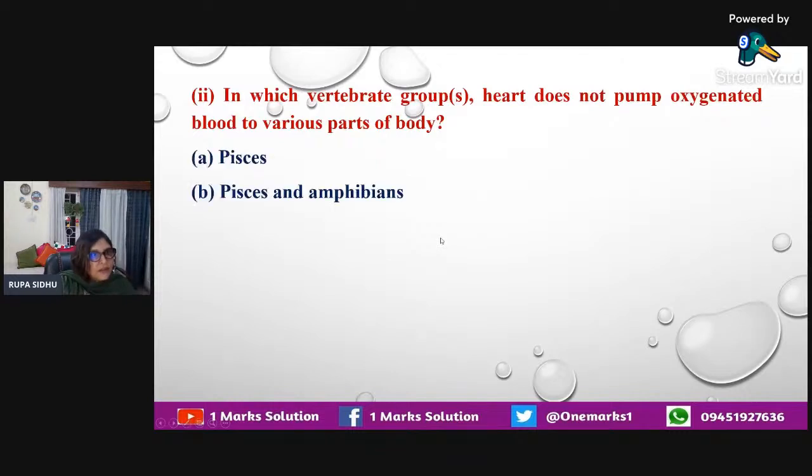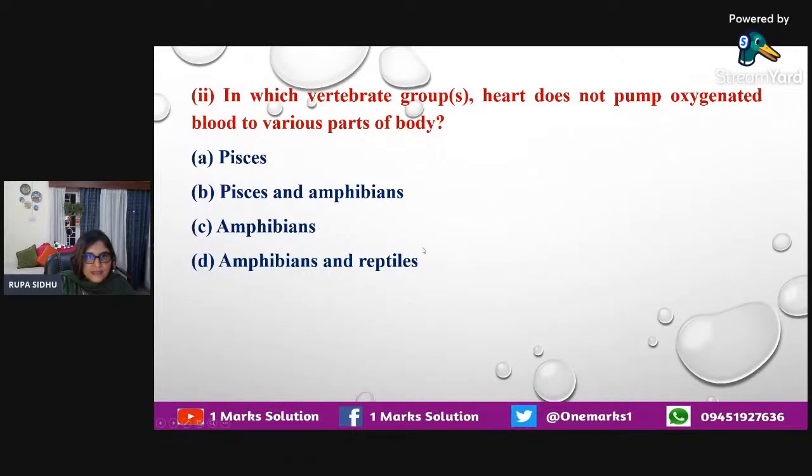Pisces, the group of animals referring to the fishes. Pisces and amphibians. Amphibians are the frogs, toads, newts, and salamanders, or the amphibians alone, or amphibians and reptiles. So this group includes lizards, snakes, tortoise, turtles. They are the reptiles. So you have to choose the correct option here.